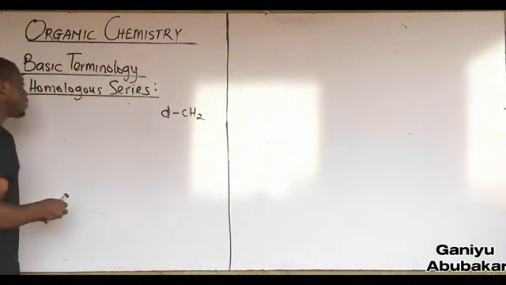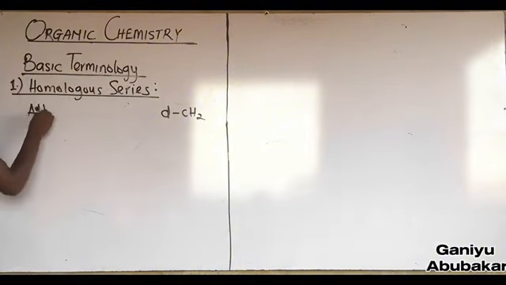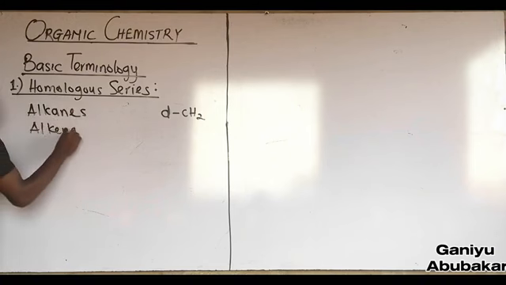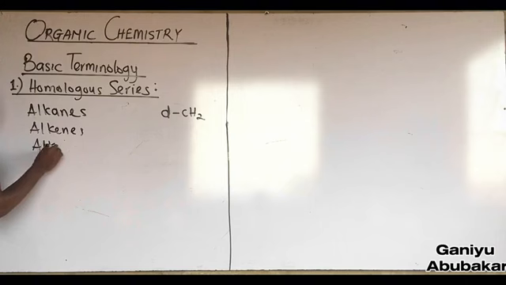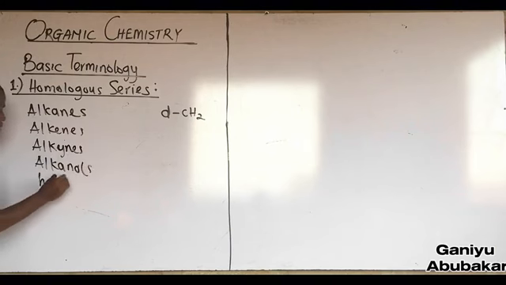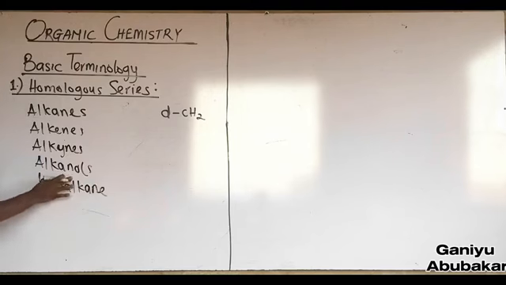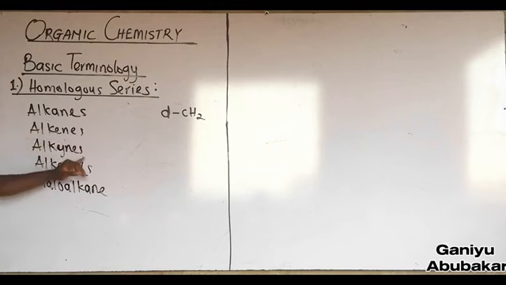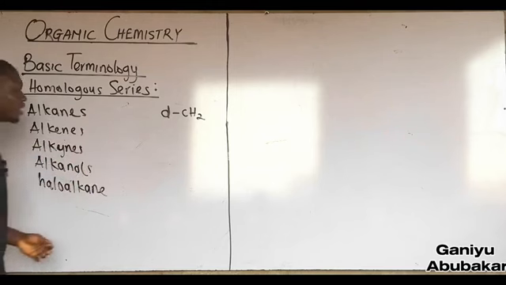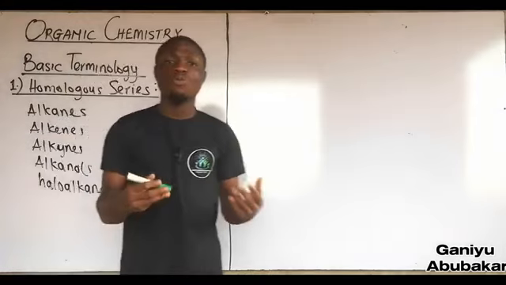So examples of homologous series include the alkanes, alkenes, alkynes, alkanols, haloalkanes. So these are examples of homologous series.